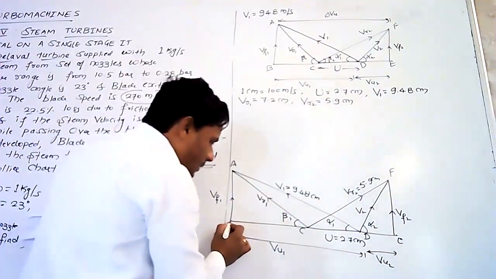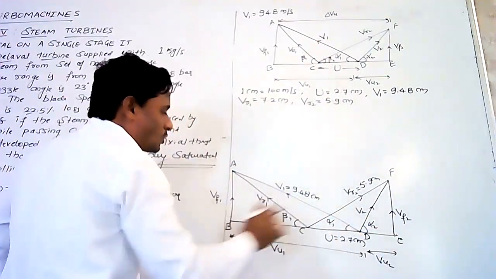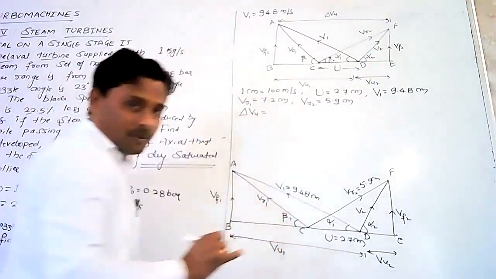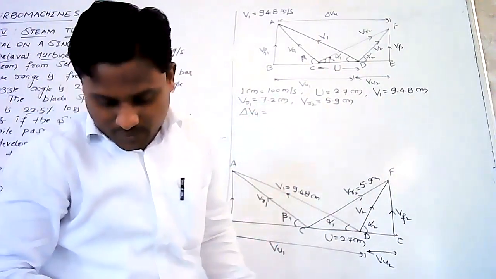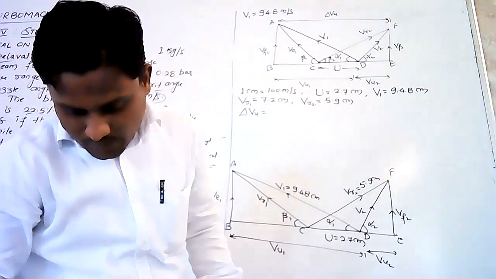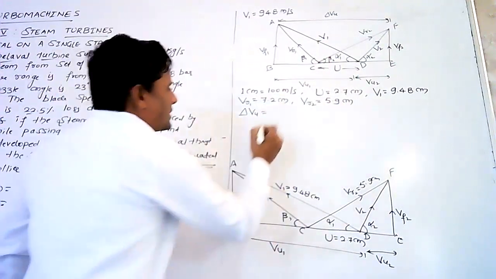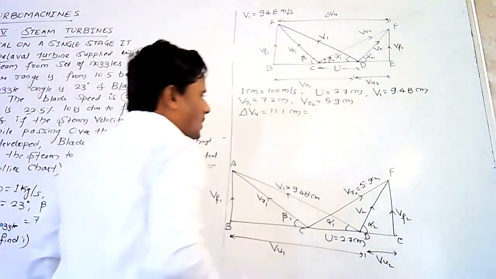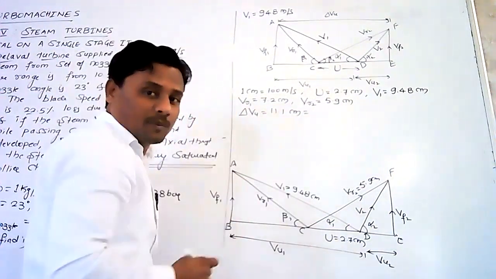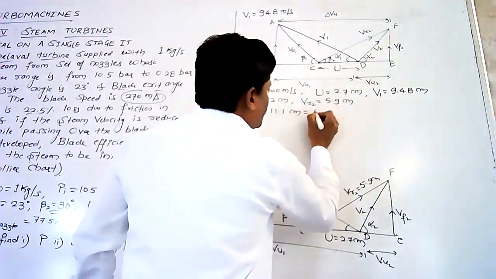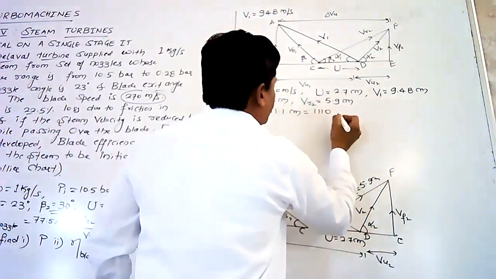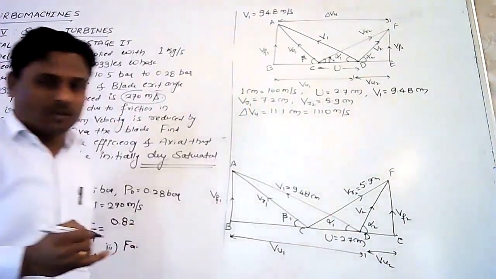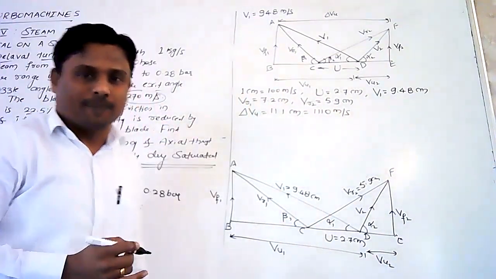So that is V to E here. The total length V to E, that is delta Vu in terms of centimeters, is 11.1 centimeters. In terms of meter per second, just multiply with 100, you will get 1110 meter per second.